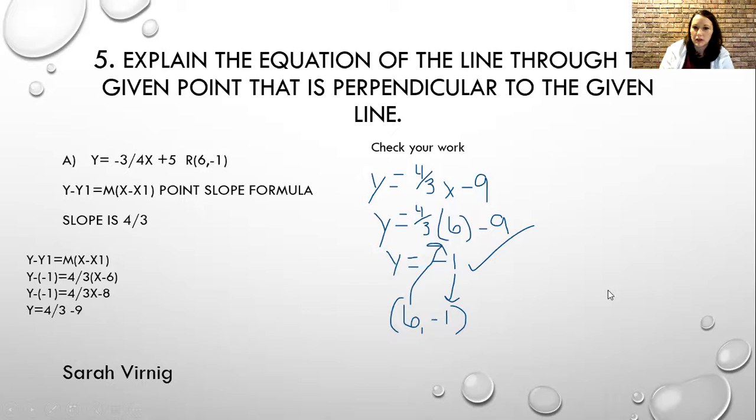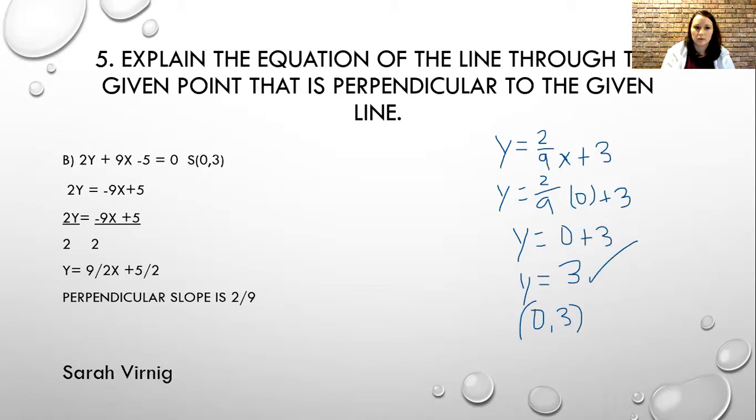So when we want to check our work, we're going to substitute our x value, which is 6, into the equation, and we get a negative 1. And we know that that checks out because negative 1 is our y value.